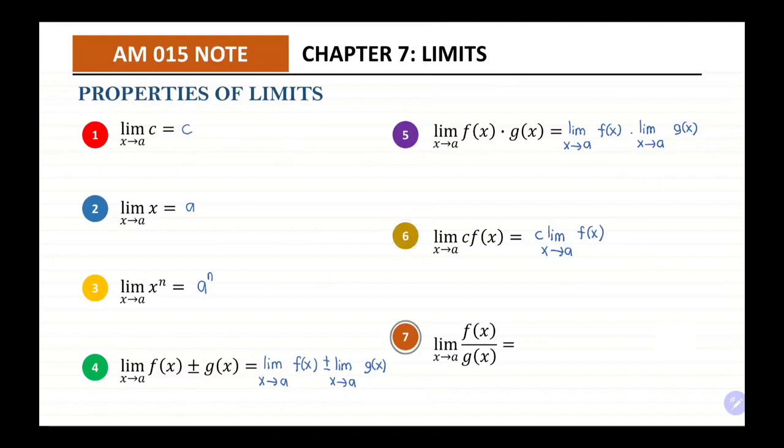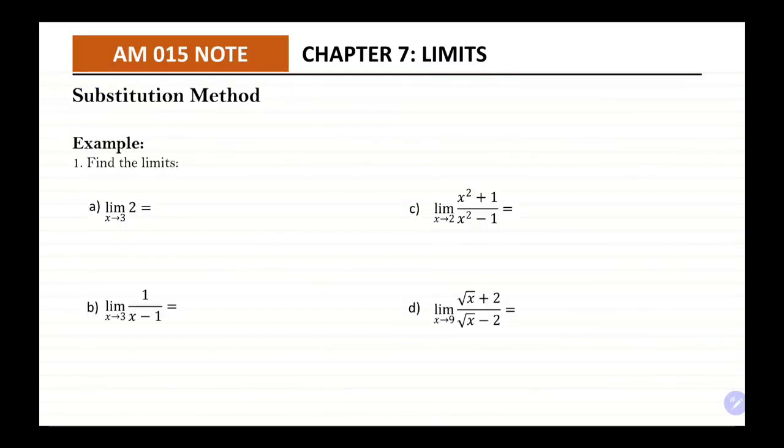Number 7, we have limit x approach a of f(x) divided by g(x). So this one we can separate, limit x approach a f(x) divided by limit x approach a g(x). Okay, so plus, minus, times and divide we can separate. Okay, now we go to substitution method.